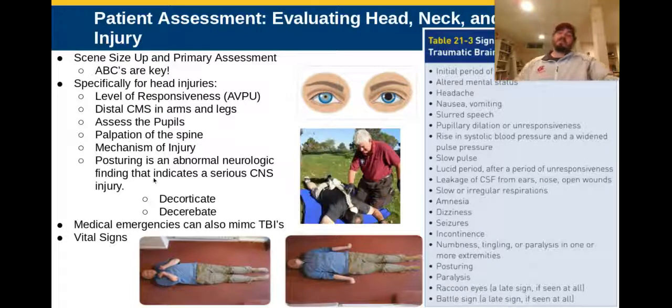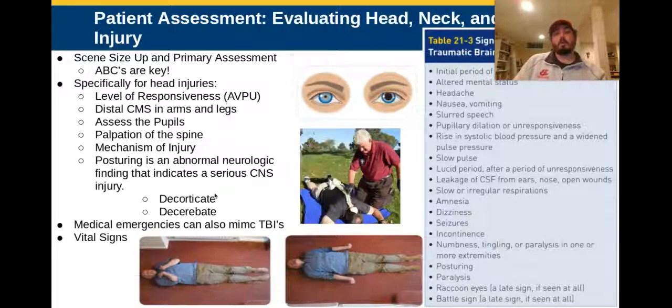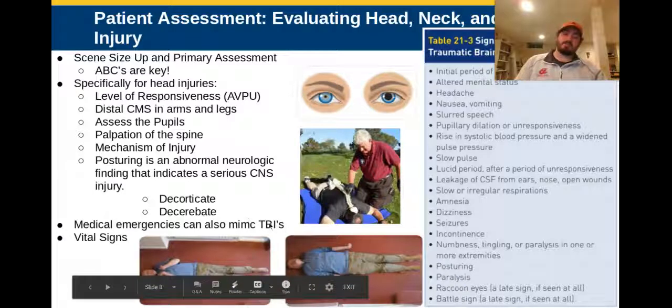All right. And then something else to look for here is this thing called posturing. And if you see this posturing, that is a very serious brain injury, spinal cord injury. Chances are probably even fatal. And you can see 2 pictures over here. So this is an unconscious patient, all right? You could have decorticate or decerebrate, all right? And decorticate is on the left, decerebrate's on the right.